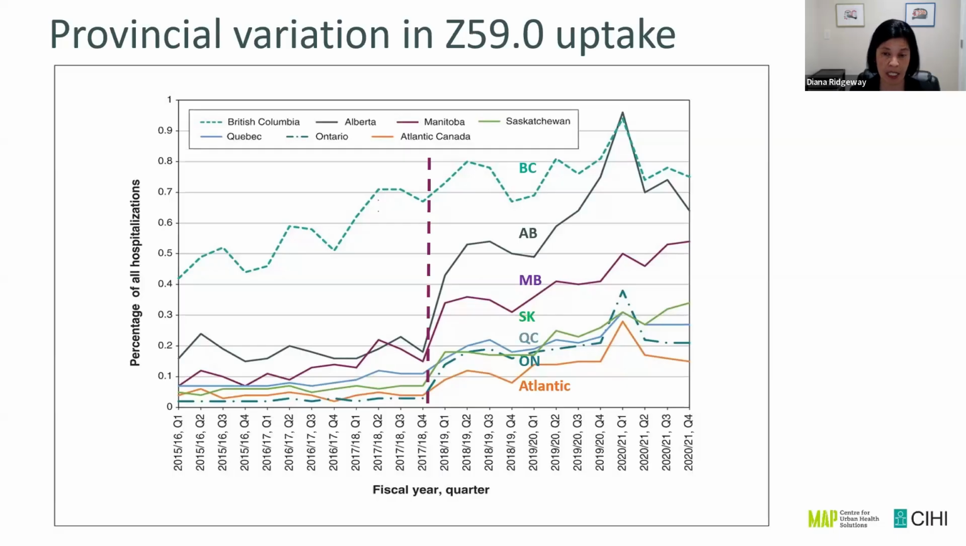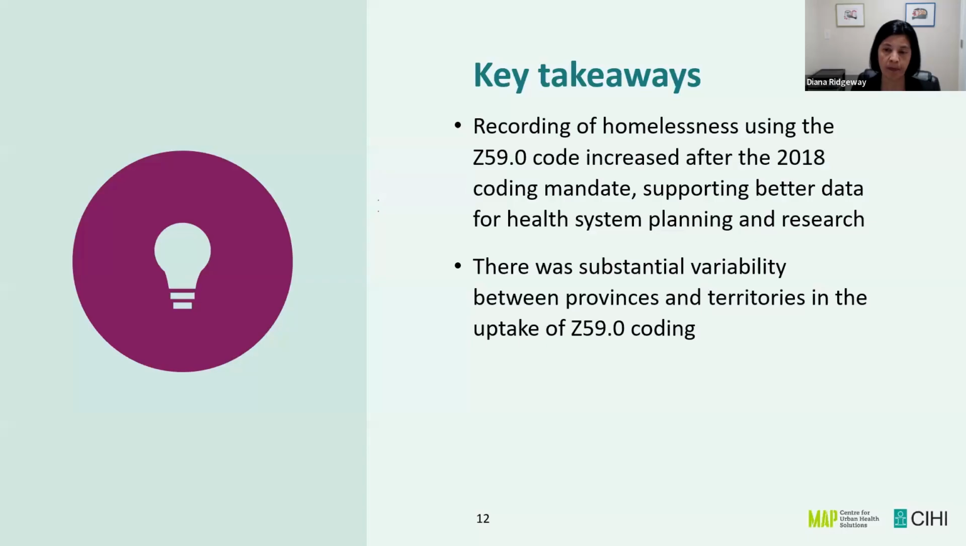Although we do not know what portion of the increases were due to the coding mandate, it seems likely that it did have the intended effect, which was to promote increased consistency in recording homelessness using Z59.0. In this section, we saw that the recording of homelessness using the required code increased after the coding mandate, which supports better data for health system planning and research. As well, there was substantial variability between the provinces in the uptake of the Z59.0 coding. I'll now turn it over to Lucie to present about the validation studies.